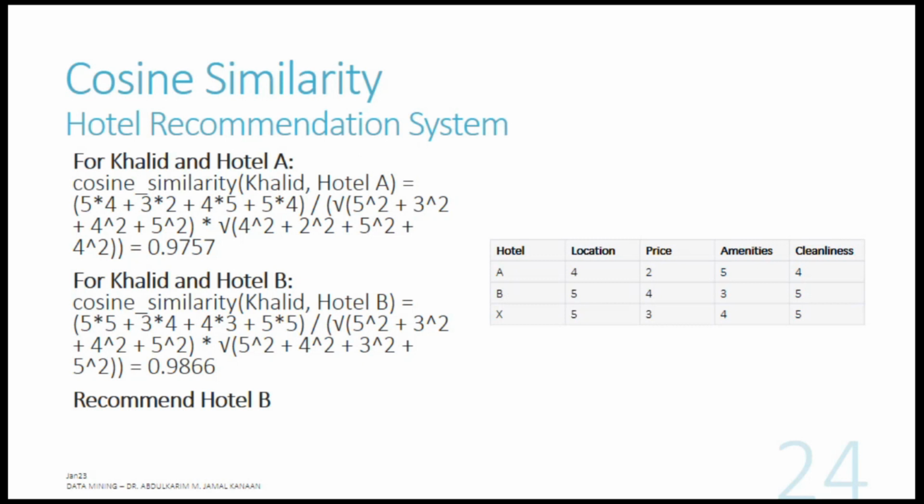So based on this cosine calculation, we recommend Hotel B because Hotel B is more similar than Hotel A. Hotel A got 97%, while Hotel B got 98%. Okay? Clear? So this is how recommendation works. For example, if you would like to use cosine similarity, then you can recommend to the user maybe other events. It depends on the project that you are working on.